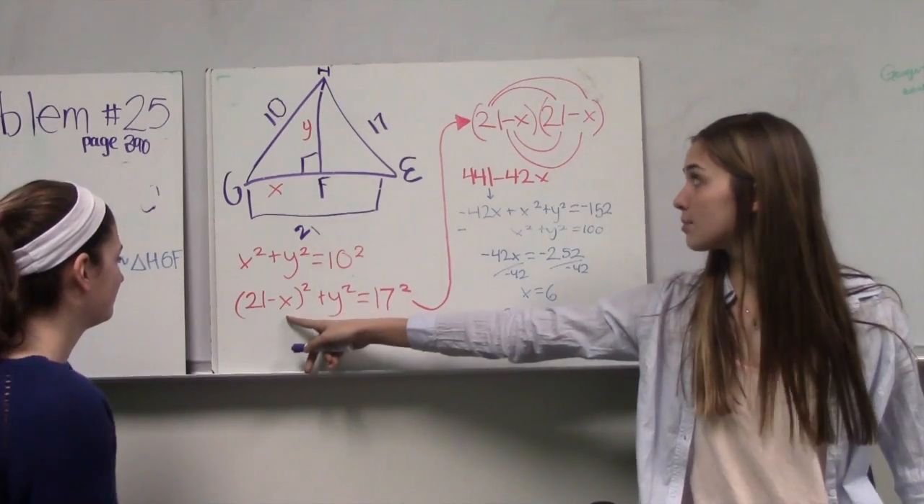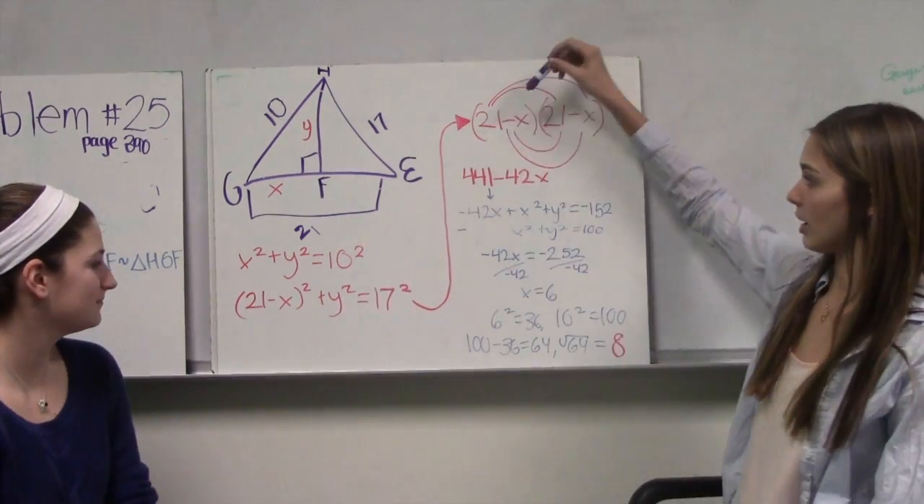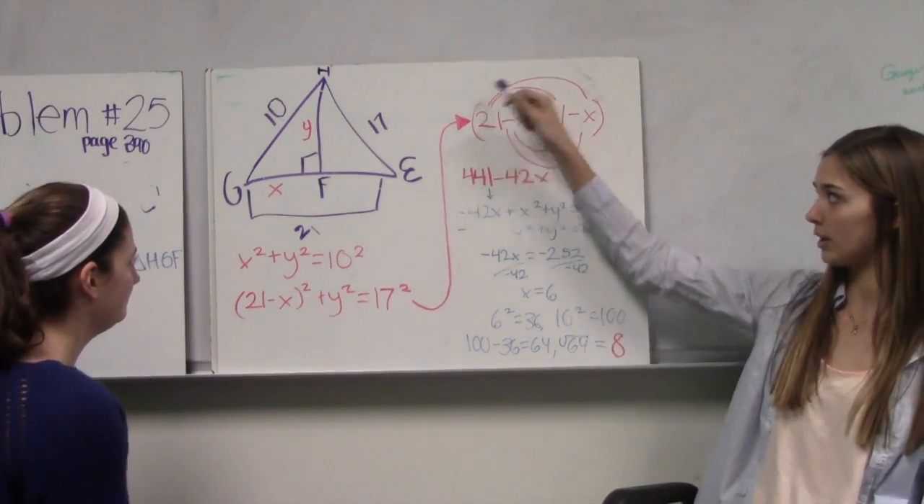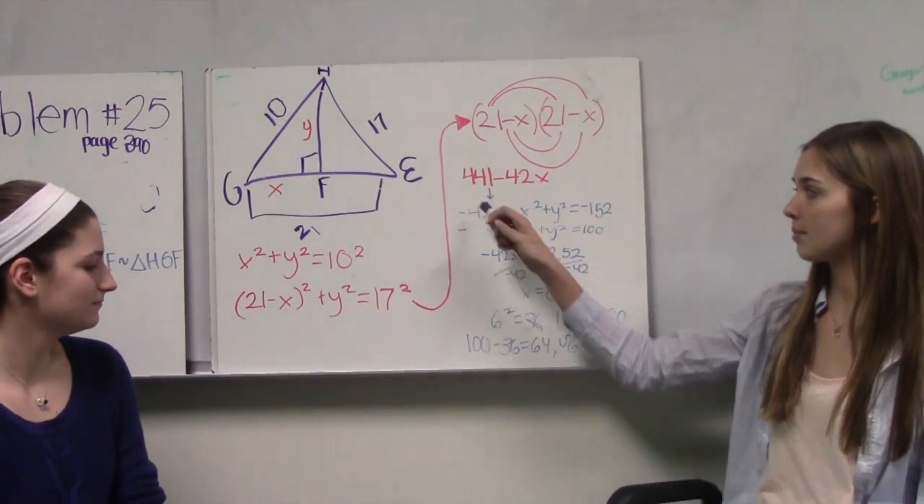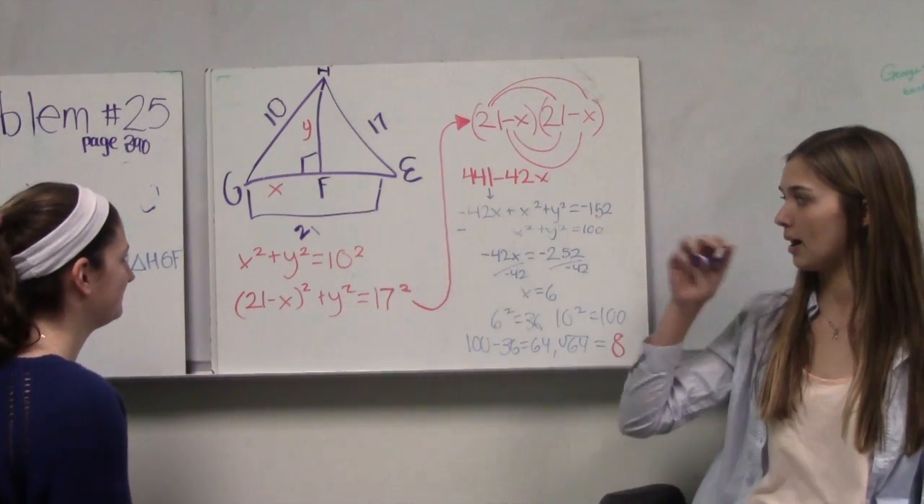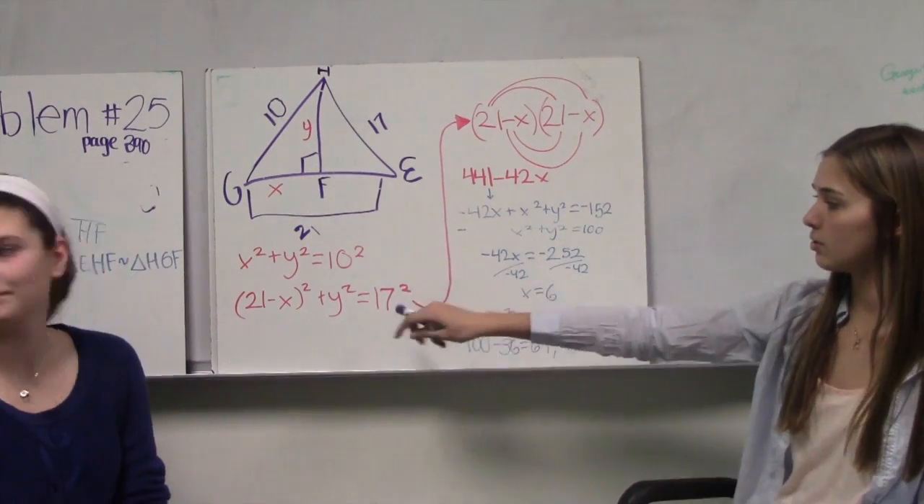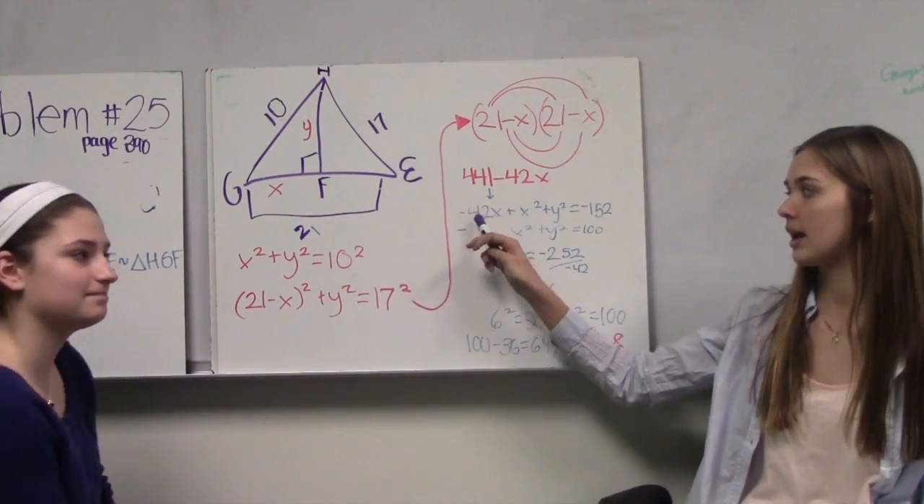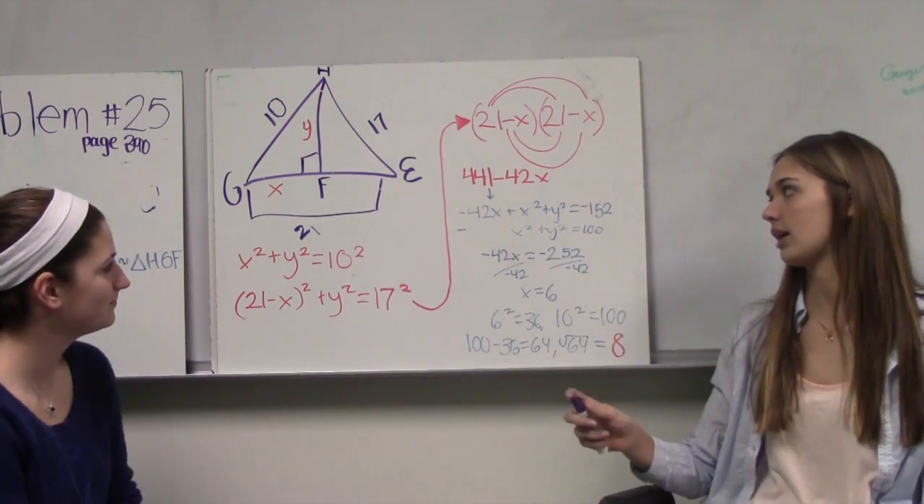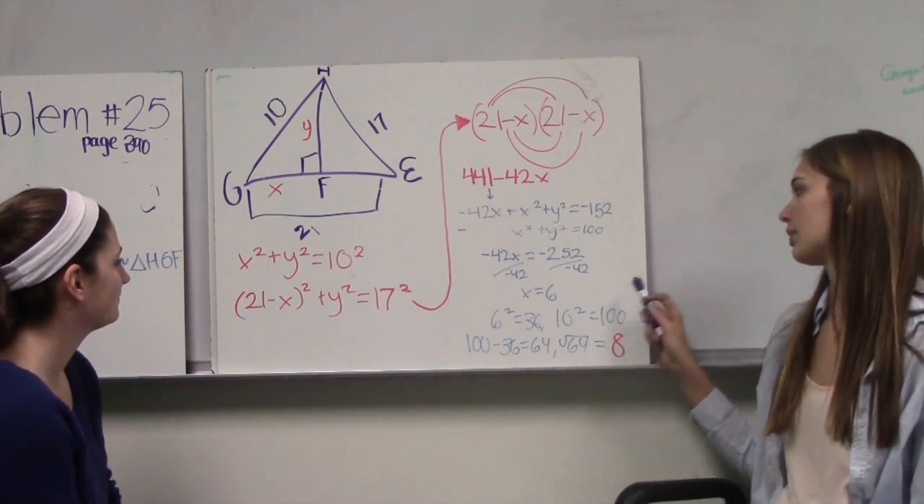So we first had to distribute out 21 minus x squared, and we knew we'd get a trinomial because we had 4 numbers we had to multiply out. And we ended up getting 441 minus 42x. And so we applied that to the rest of the formula that we'd already gotten, and we had negative 42x, add x squared, add y squared equals negative 152.